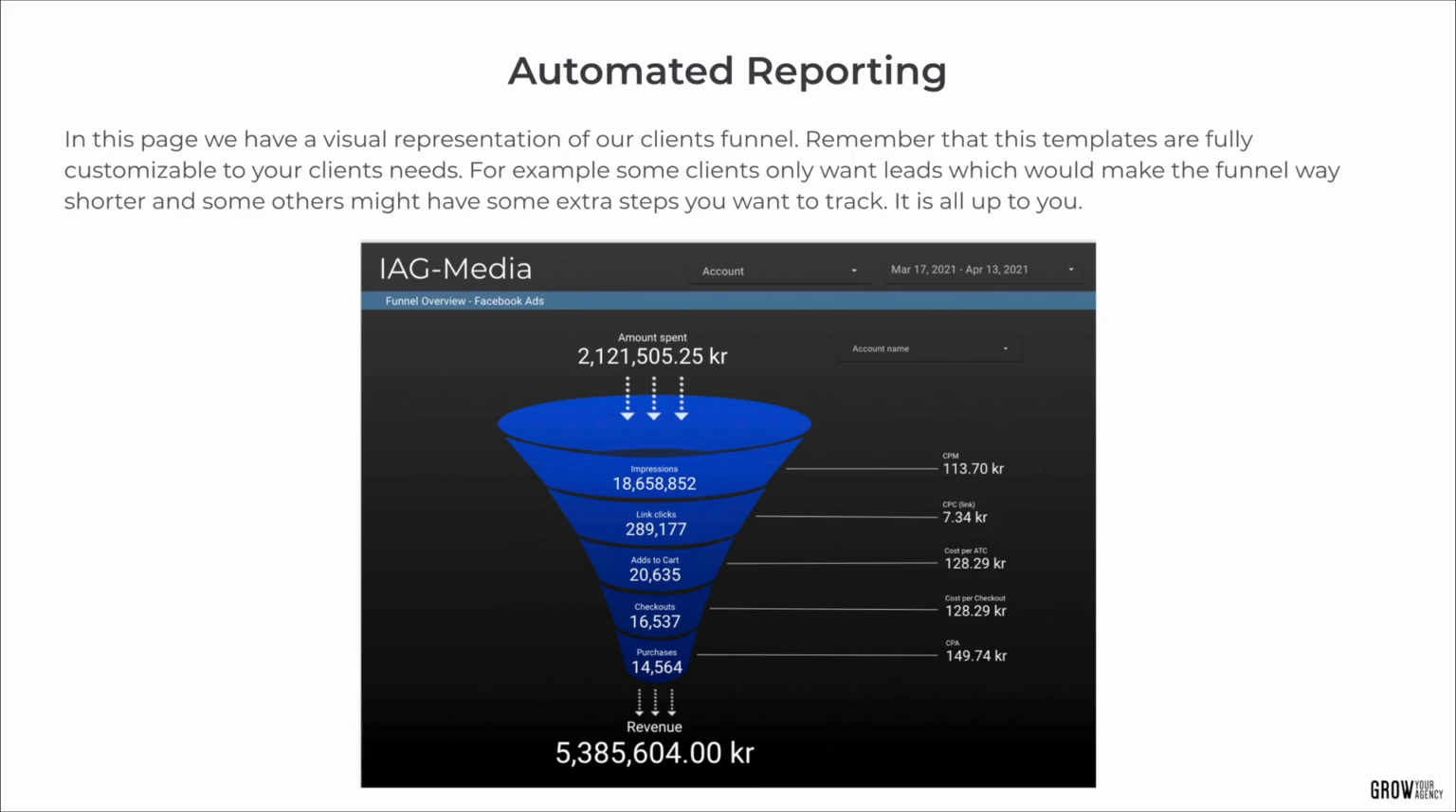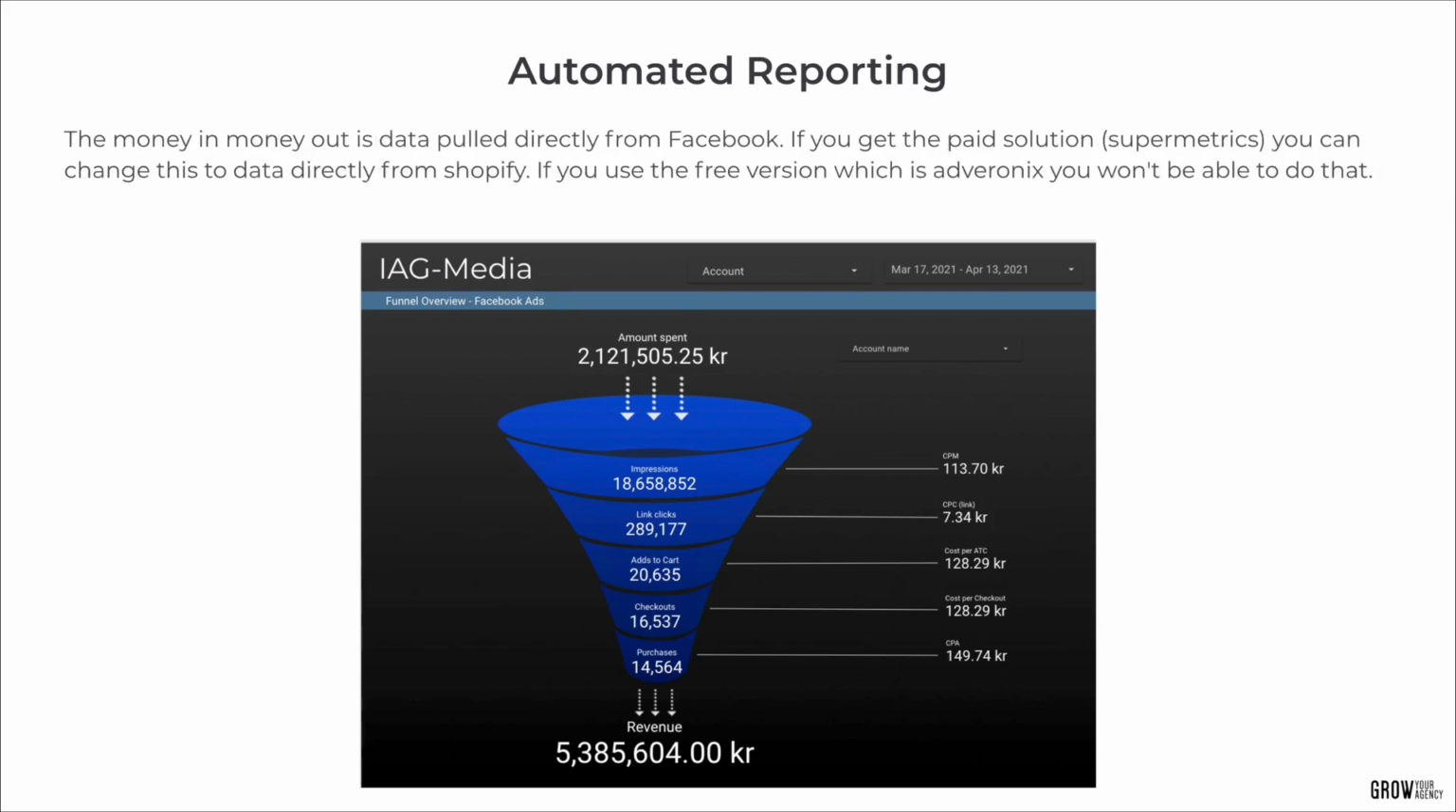Now, you can programmatically make the numbers fit by summing up all the predecessors of each step, but this makes the sheet load extremely slow. So basically what I'm trying to say here, in short, is just keep in mind that the numbers are the number of people that ended their journey on that step. Now, the money in, money out is data pulled directly from Facebook.